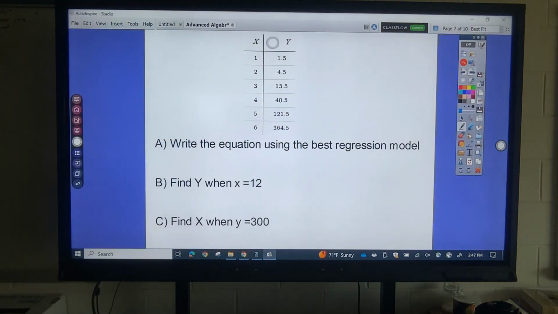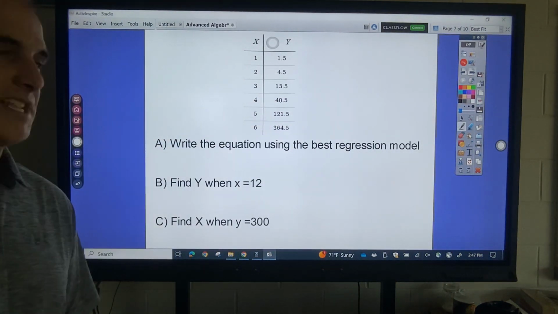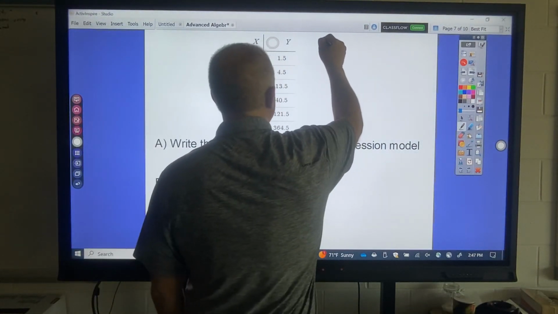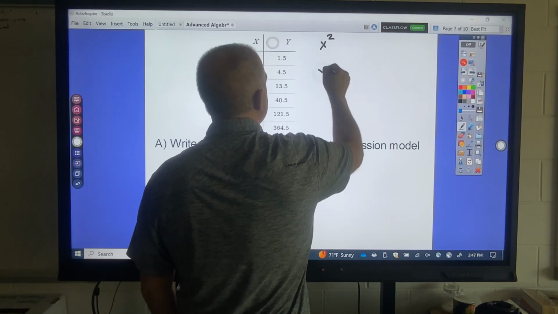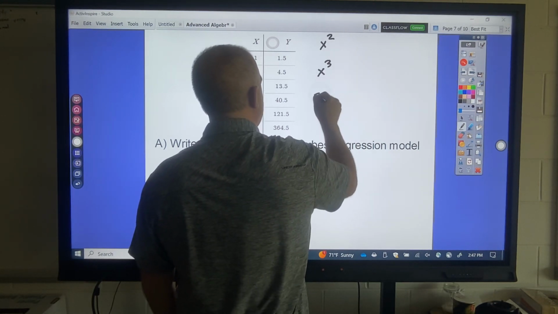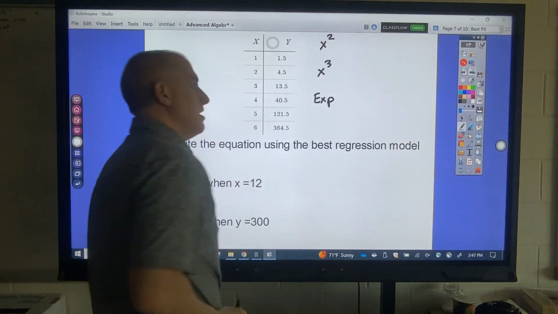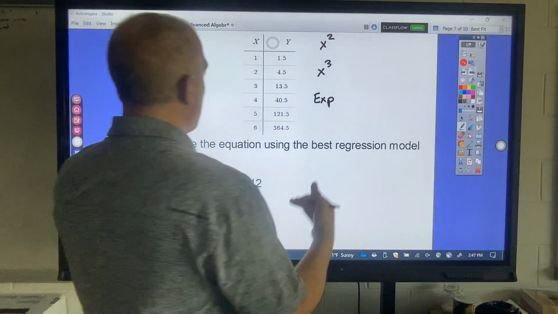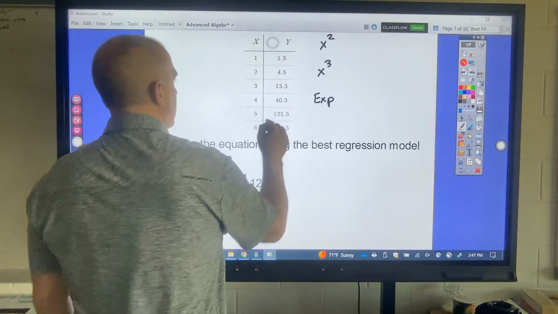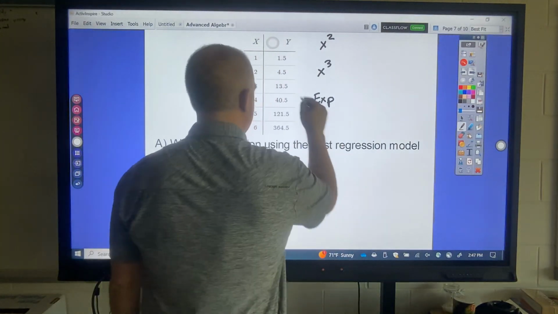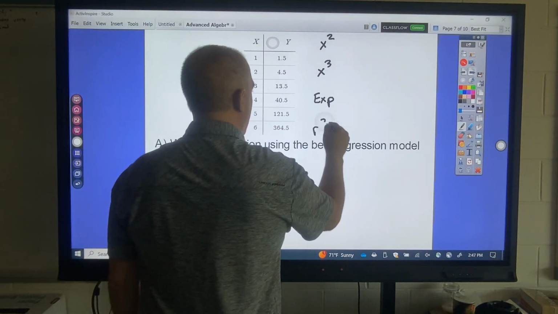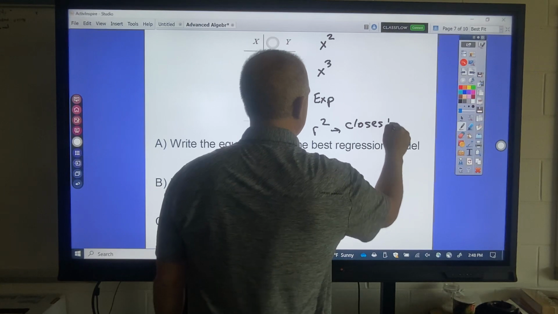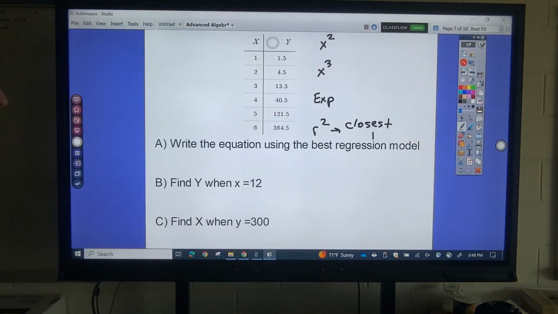Now let's move into regression. The second part of these applications is regression, and what we want to choose between x squared, x cubed, and exponential regression. Sometimes they may tell you, but if they don't, what you're looking to do is put in the table and find an r squared value. We want to pick the function that's the closest to the number 1.